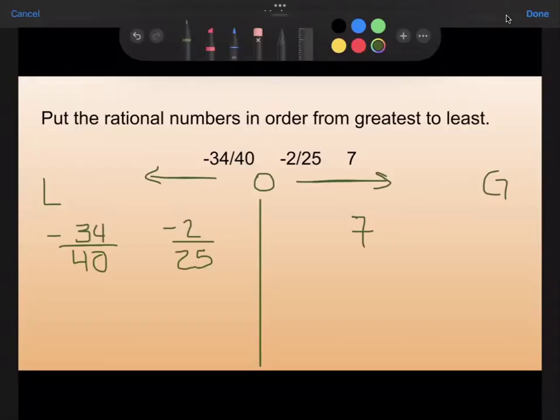So what I'm going to do is switch the order now to go from greatest to least. That means I would put 7 first, then -2 over 25, followed by -34 over 40. And that's your order from greatest to least.